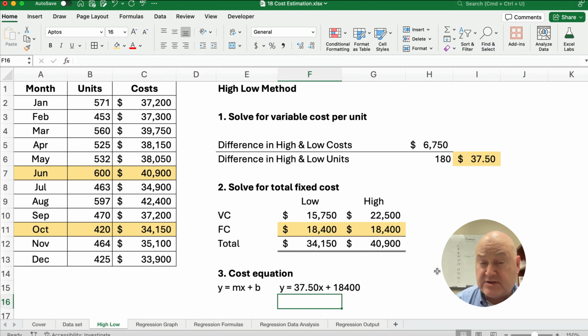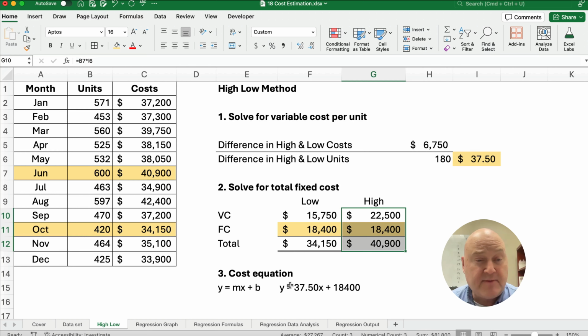So remember, y is our total cost, x is the number of units. So we could plug in 600 times 37.50 plus 18,400, and that would give us our total cost. And in this case, it would be exactly 40,900. Now, if we plug in another number, we're going to have a line based on this cost equation, and it won't necessarily work out. So if we plugged in 470, we will not get the 37,200.